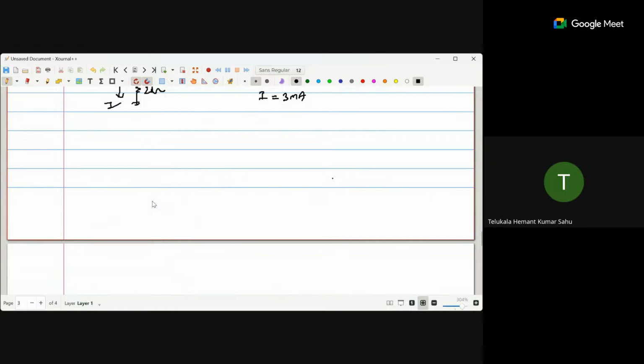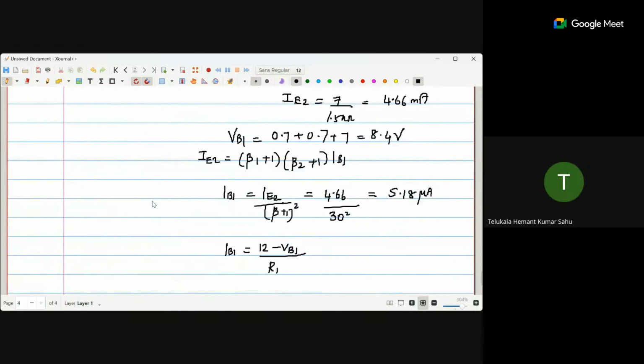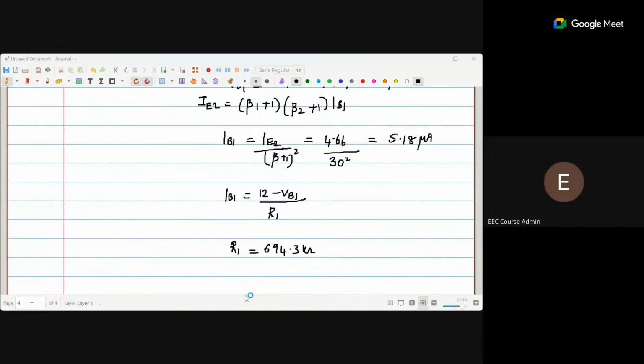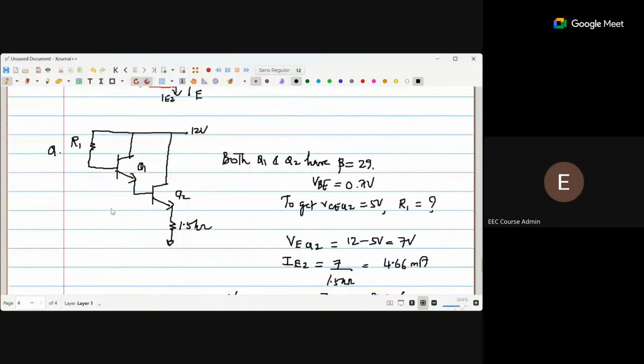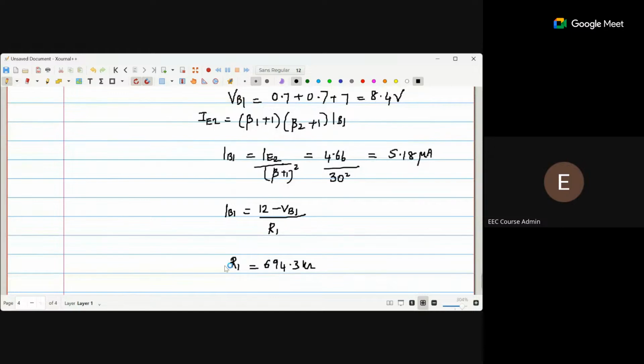Ma'am, please show the last portion of this answer. After 5.18 microampere, what next, ma'am? IB1 will be 12 minus VB1 divided by R1. Correct. This VCC minus the voltage at the base divided by R1 will be the current flowing through R1, which is IB1. So IB1 we have calculated, from which we can calculate R1. Correct?